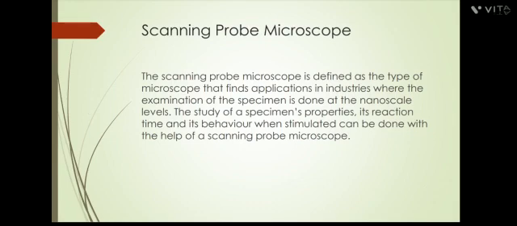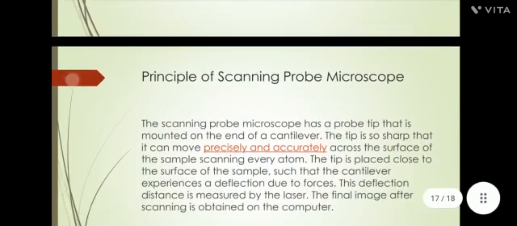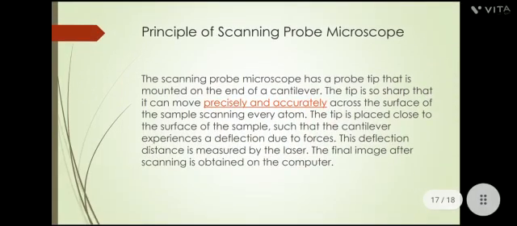Scanning probe microscope. The scanning probe microscope is defined as a type of microscope that finds application in industry where the examination of the specimen is done at the nanoscale level. The study of the specimen's properties, its reaction time and its behavior when stimulated can be done with the help of a scanning probe microscope.